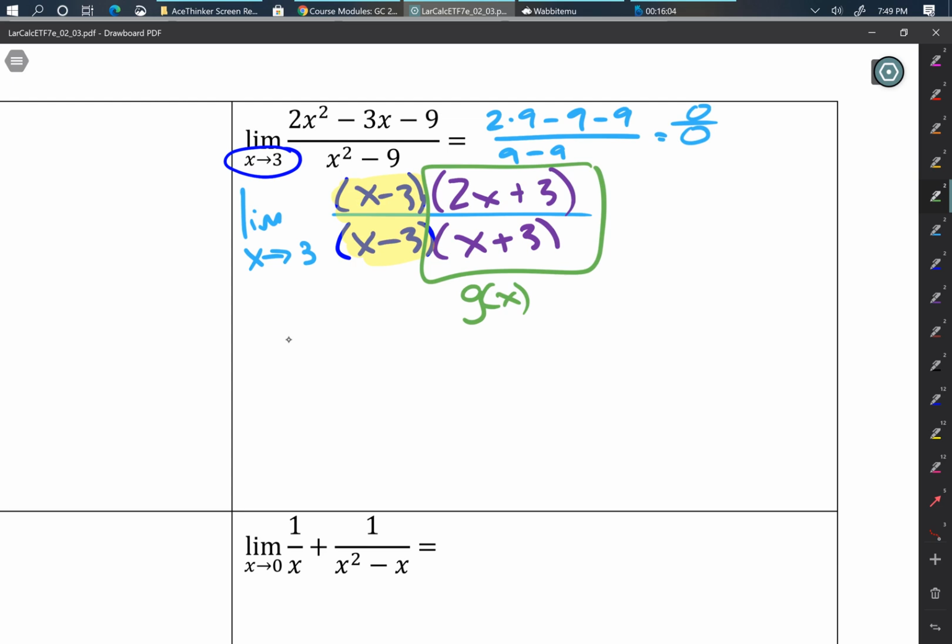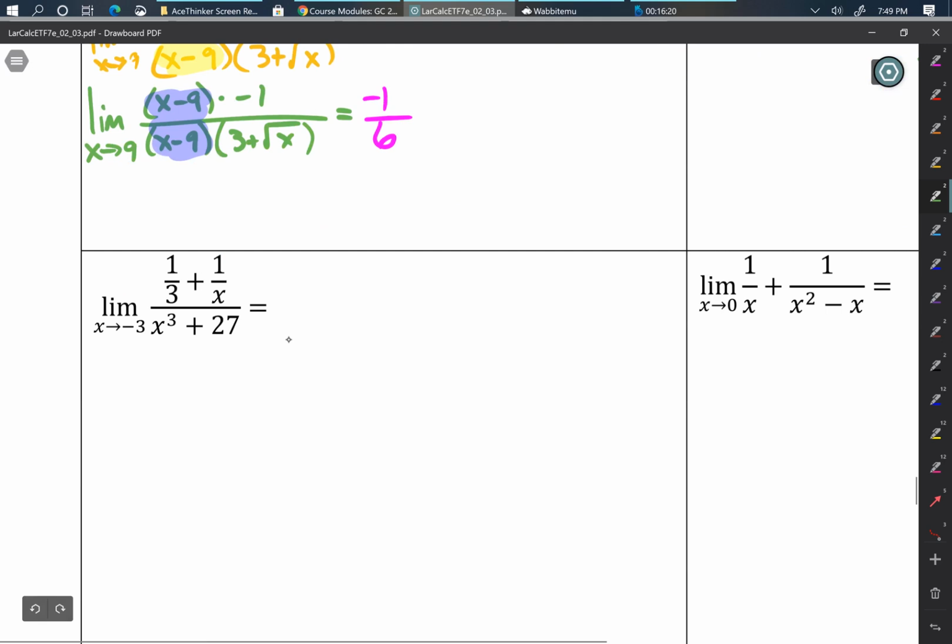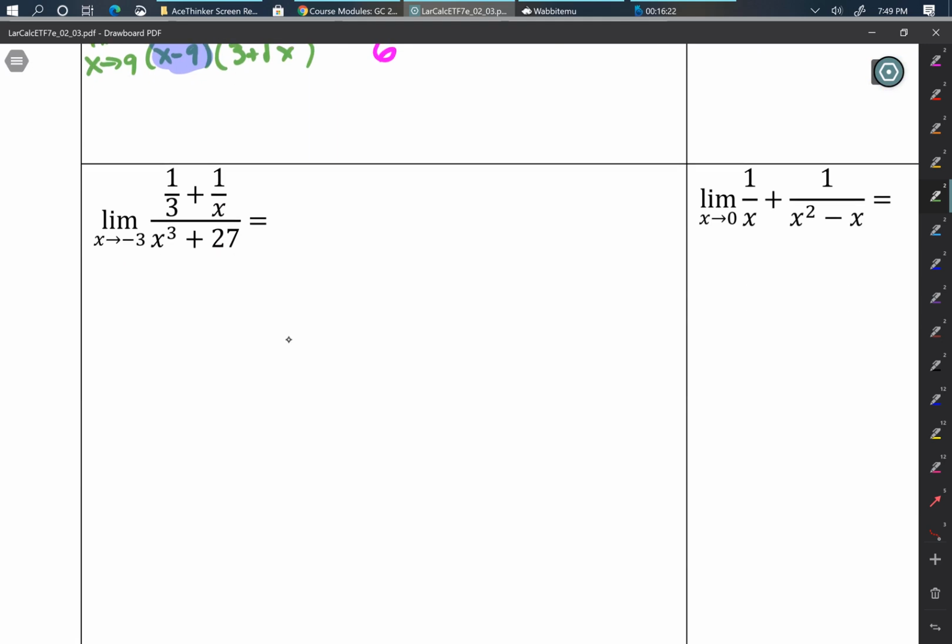Direct substitution. We're going to get 2 times 3 is 6. 6 plus 3 is 9. And 3 plus 3 is 6 downstairs. 9 over 6, or 3 halves. And so our limit is 3 halves. So all I'm doing is I'm just working through these problems and just doing the math that I have to do.